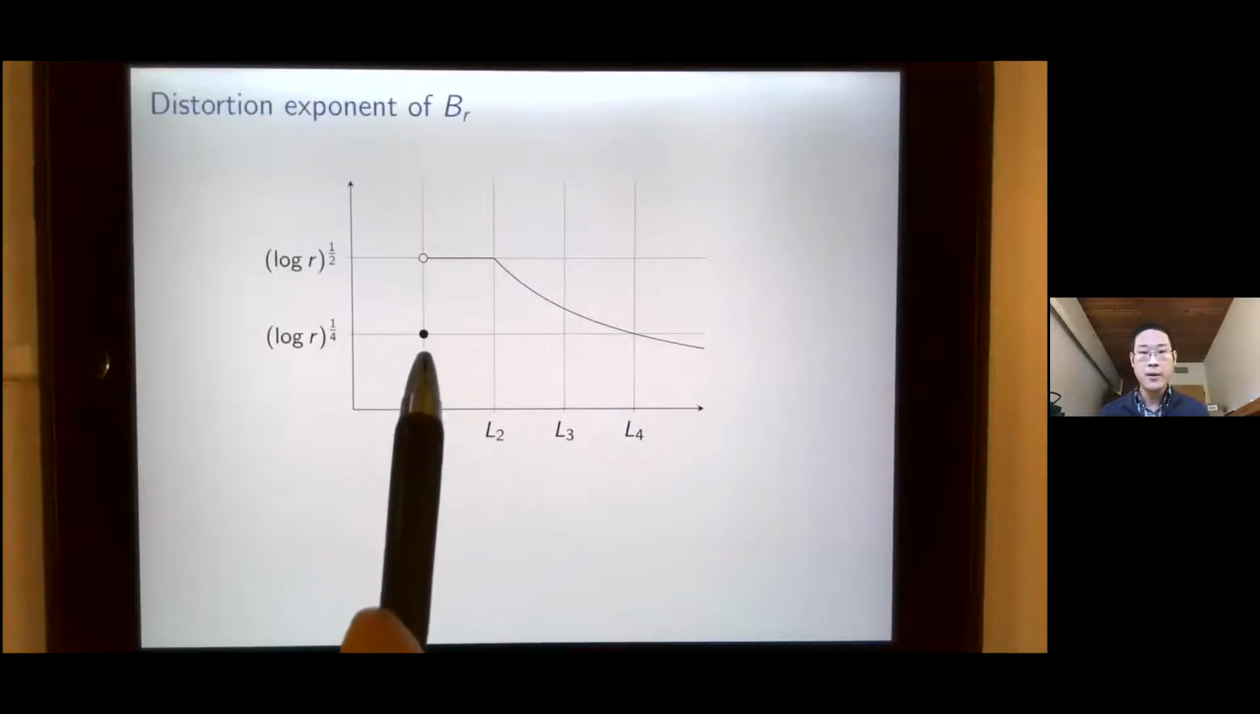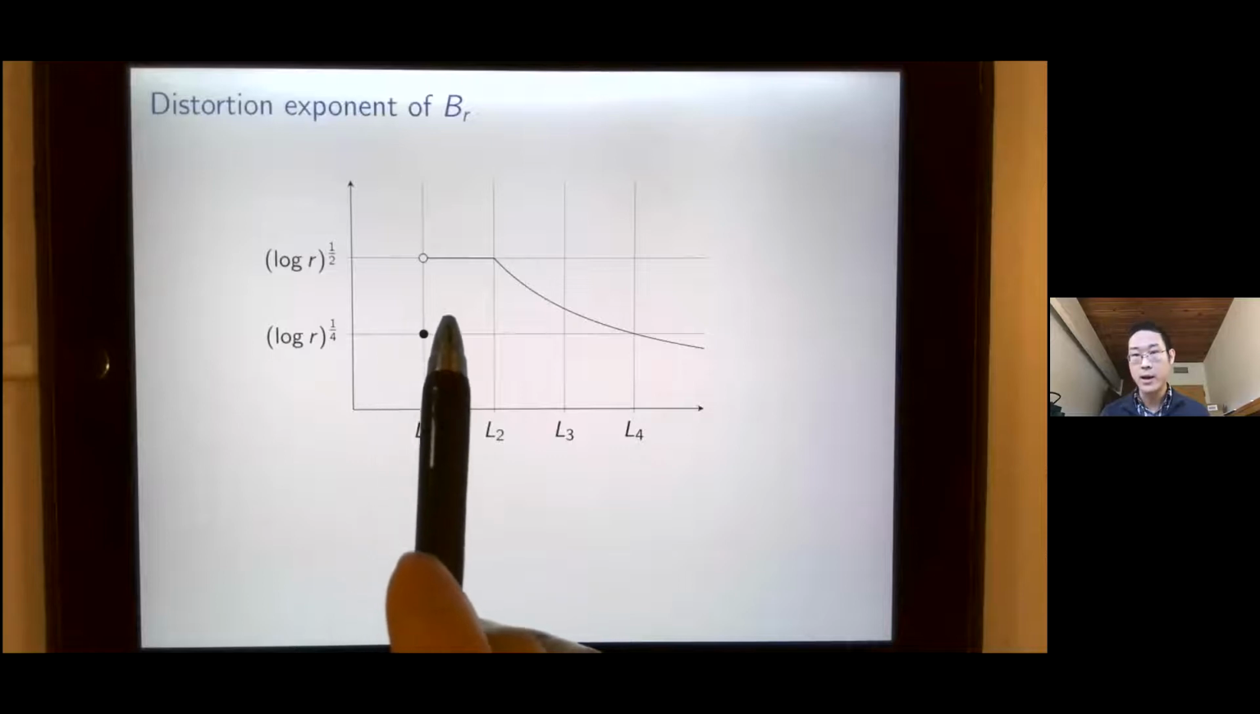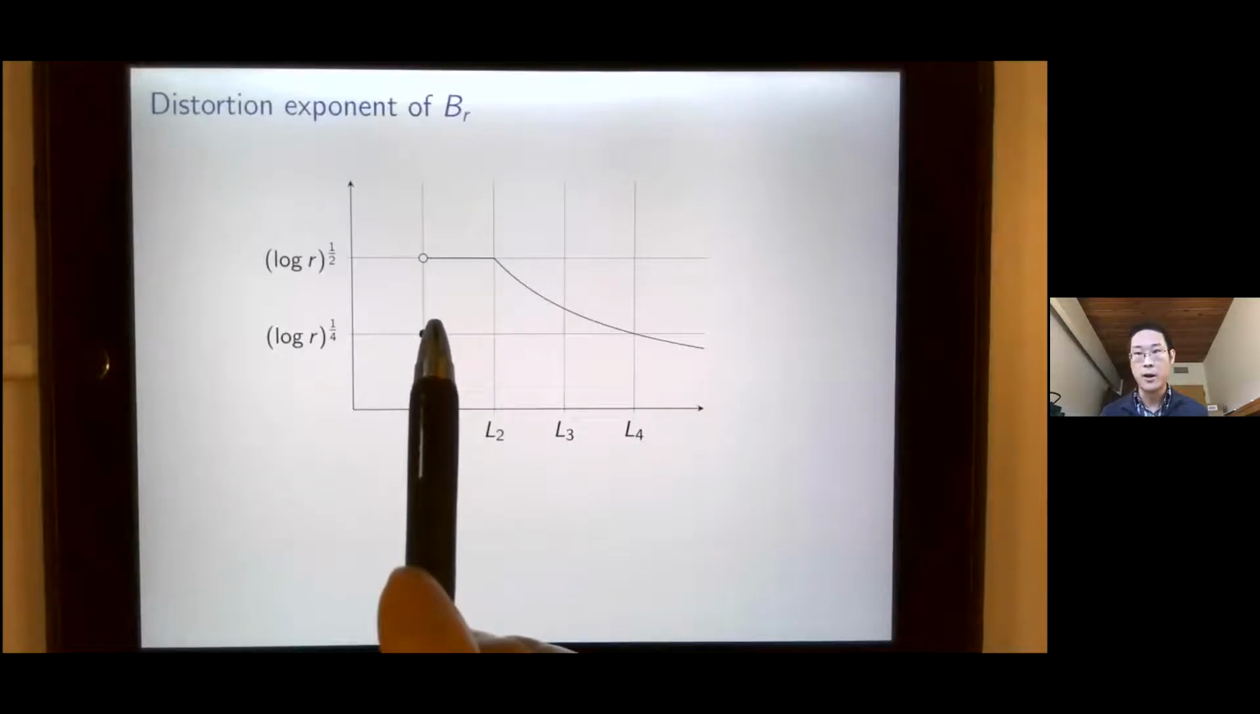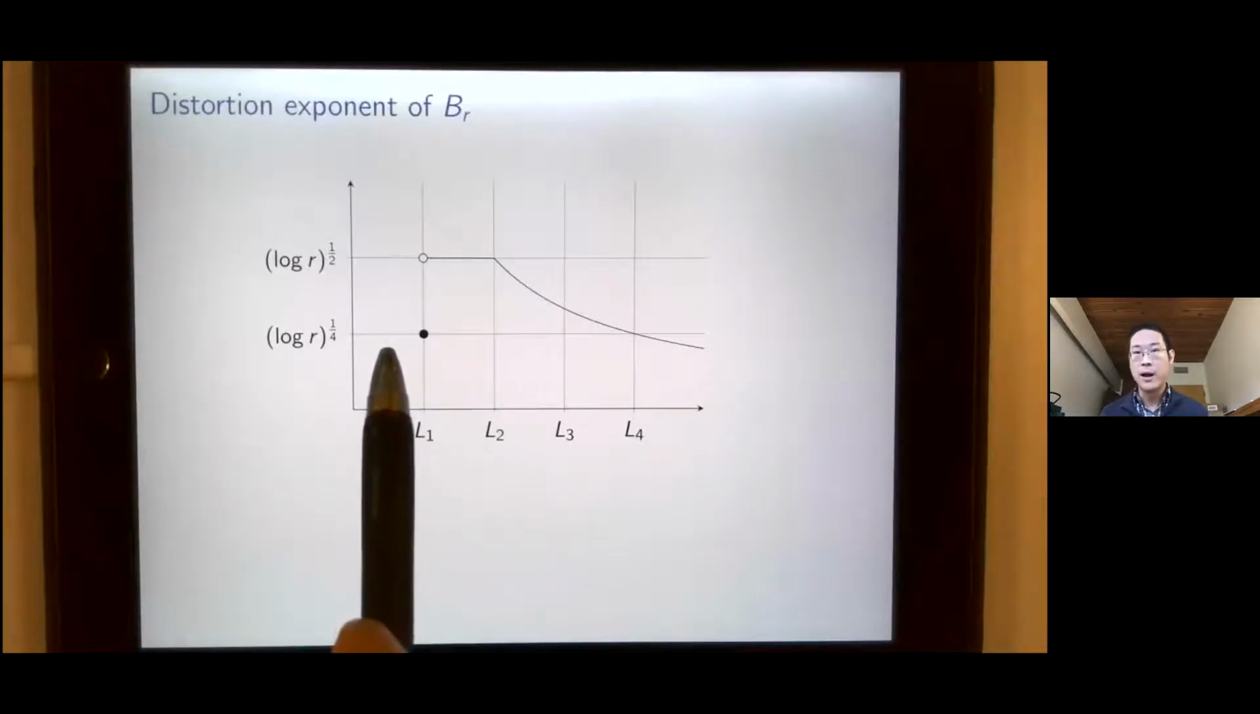The discontinuity at L1, that's very special. This is the only metric space we know of that has this discontinuity when you go from L1 plus epsilon to L1. This seems to be specific to the 3-dimensional Heisenberg group. Even if you go to the 5-dimensional Heisenberg group or the 7-dimensional Heisenberg group, this discontinuity disappears.